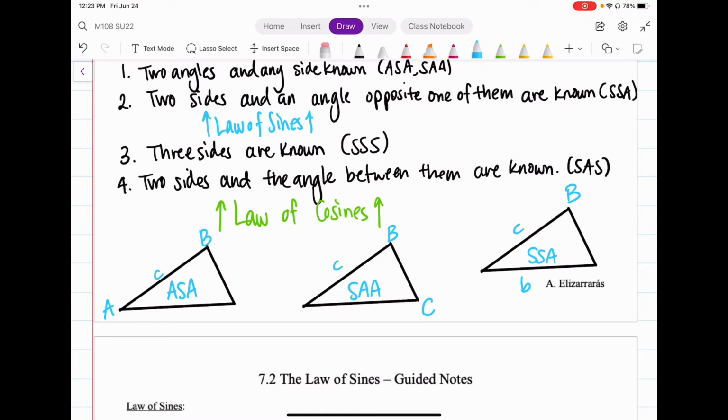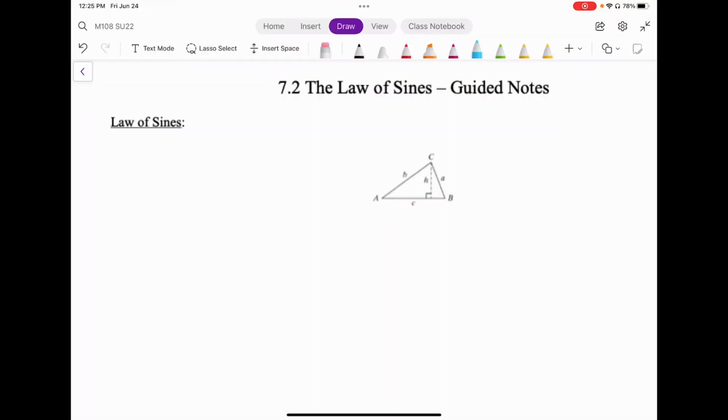What is the law of sines? Well, let's first discover the law of sines using the triangle below. For this triangle that we have here, we have angles A, B, and C, side lengths A, B, and C, and notice that the side A is opposite the angle A, side C is opposite the angle C, and side B is opposite the angle B. We have H, which is our altitude. So let's separate this into two separate triangles. Let's consider this triangle here.